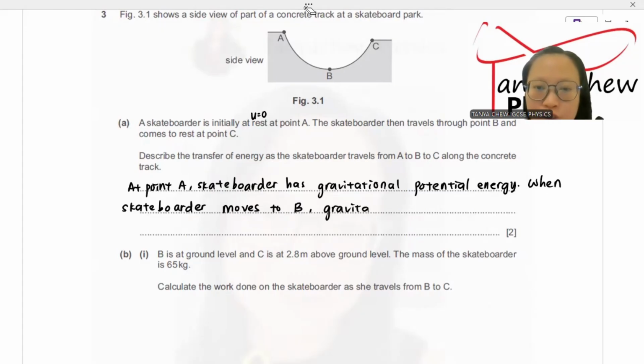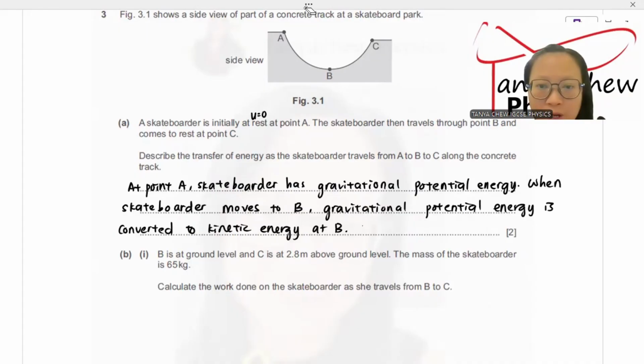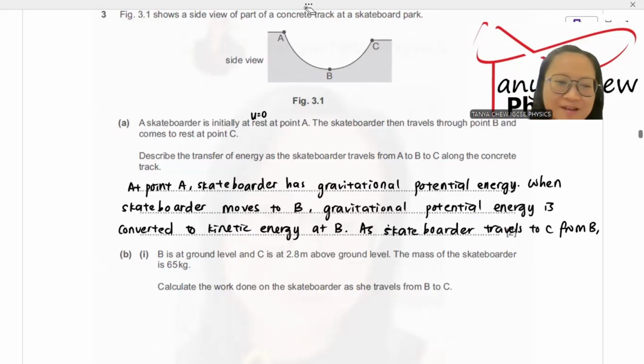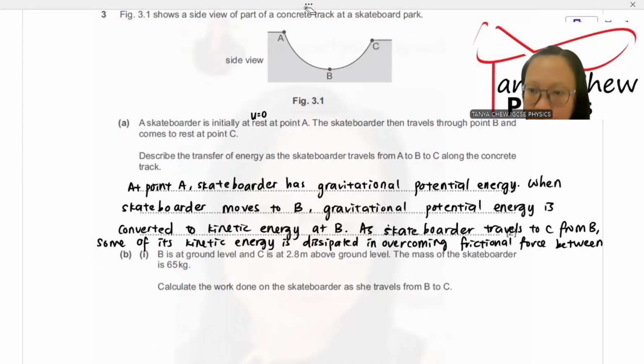Gravitational potential energy is converted to kinetic energy at B. And as the skateboarder travels to C from B, some of its kinetic energy is dissipated in overcoming, if you want to describe further, the frictional force between track and skateboard.